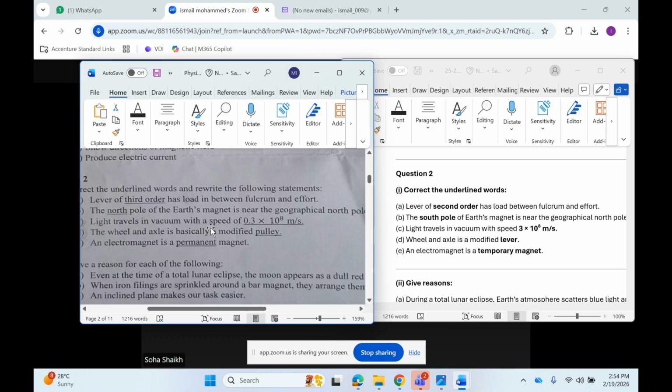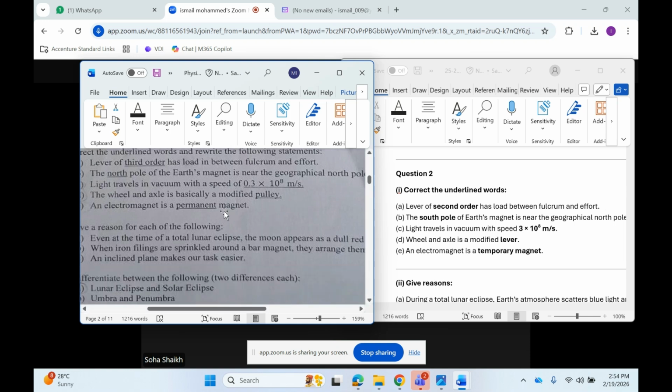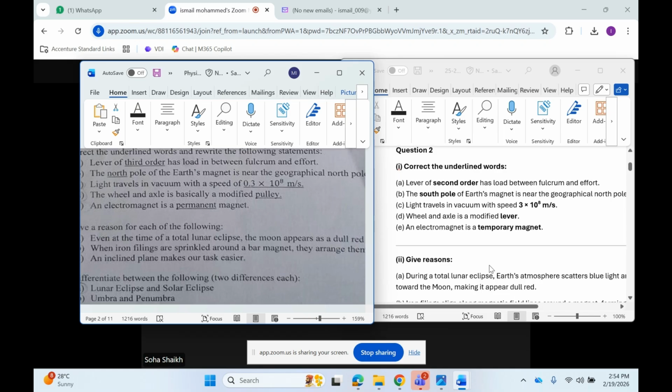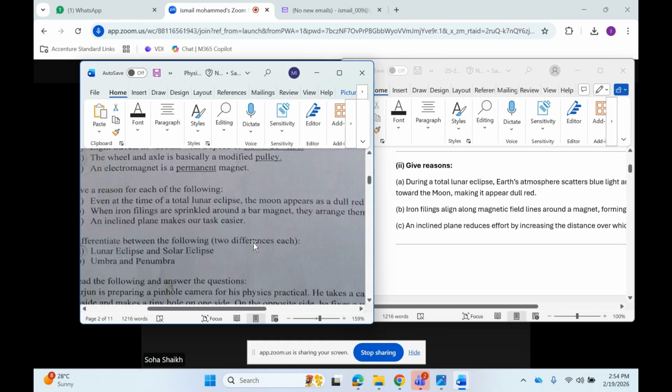Light travels in vacuum at a speed of 0.3 into, no, it is not 0.3, it is 3 into 10 power 8. The wheel and axle is basically a modified pulley. No, it is a modified lever. An electromagnet is a permanent magnet. No, it is not permanent. It is a temporary magnet.